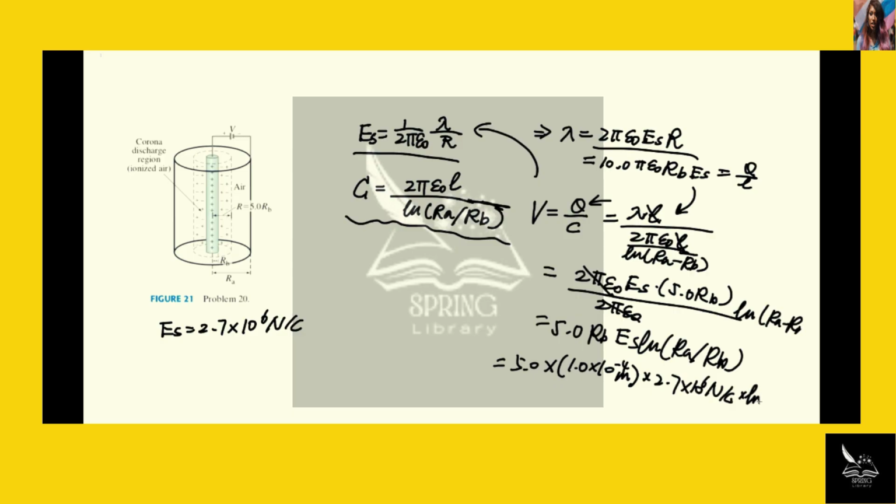Plugging in the values, with 0.1 meter over 10 to the negative 4 meter, this in total gives us a voltage of 9300 volts.